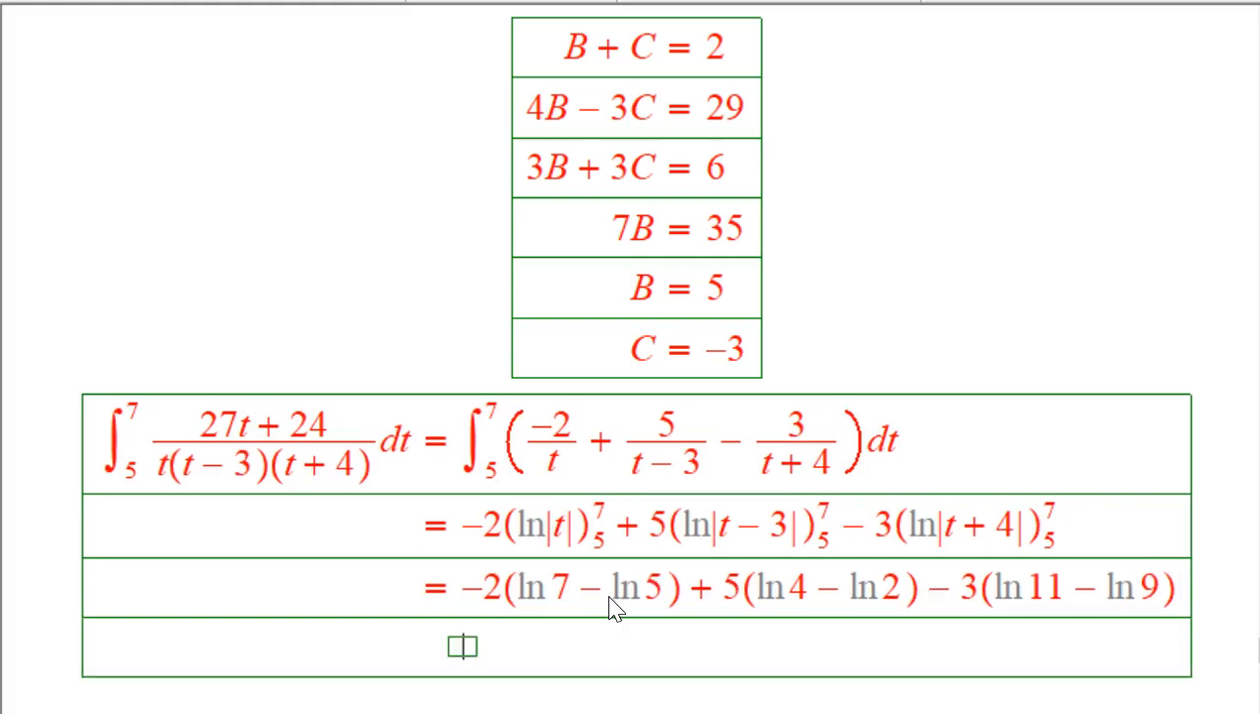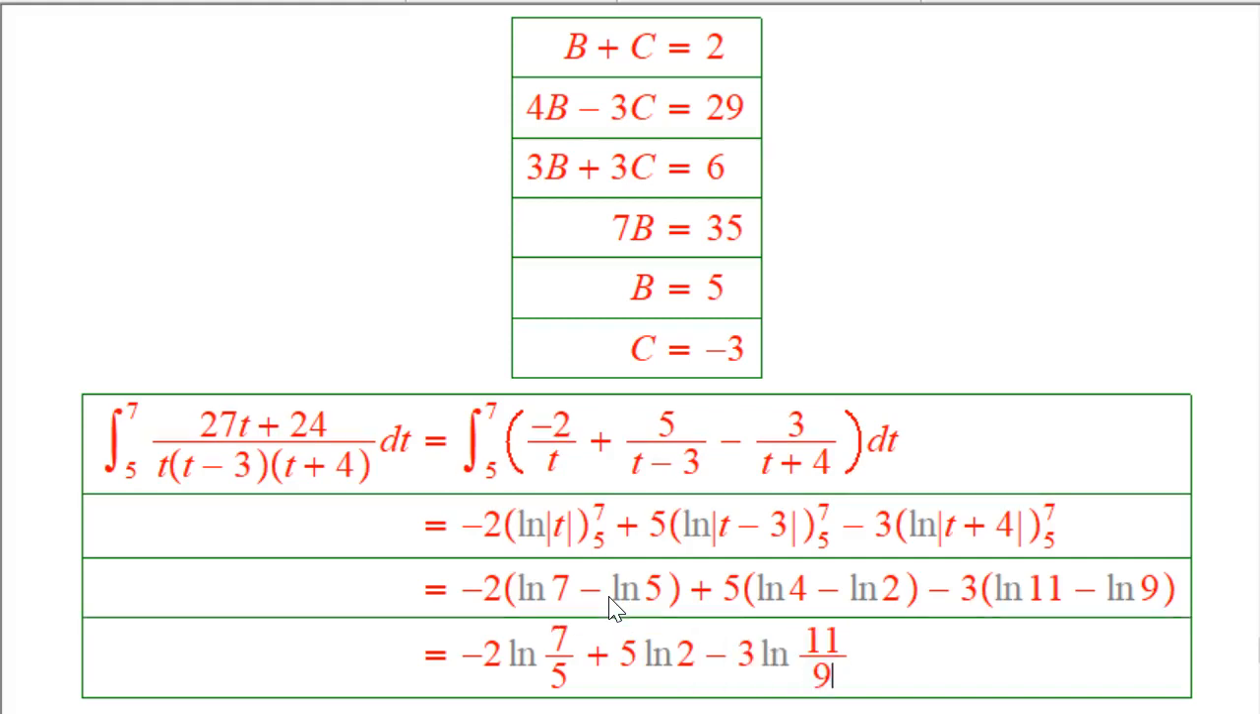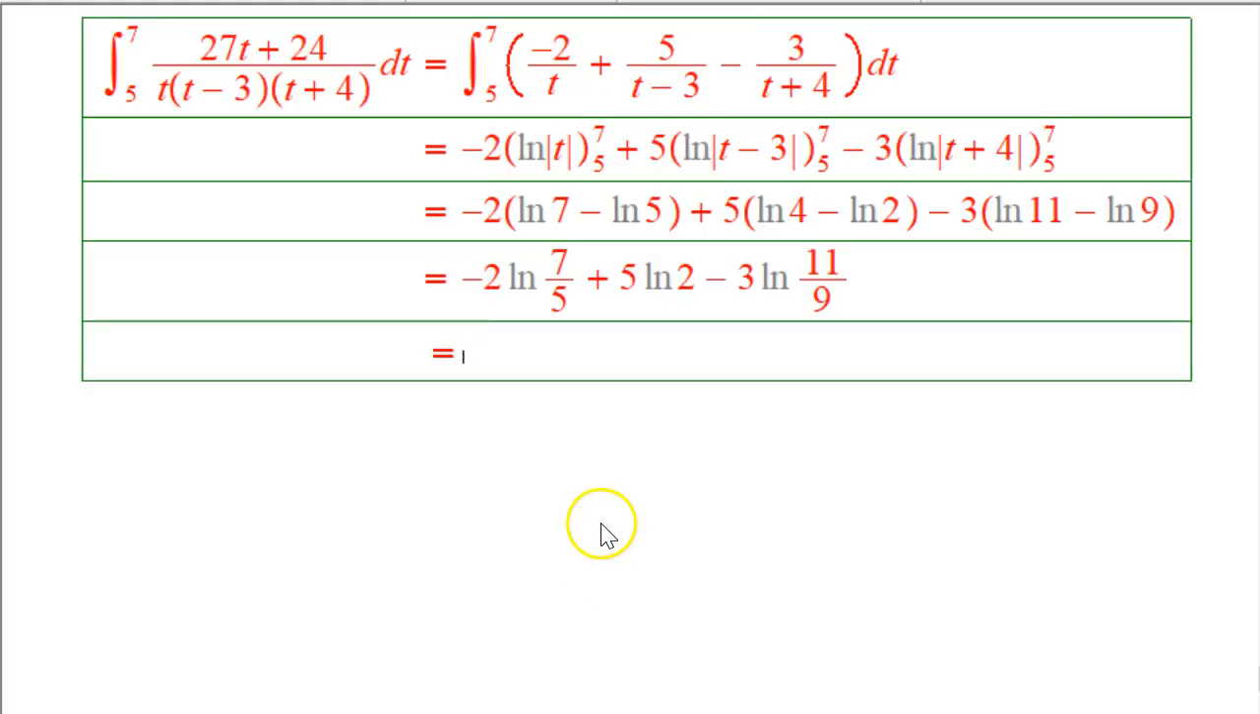Okay. Now, that's not a horrible answer, but we might want to use rules of logs. You often do. That's just one log. That's log of 7/5 plus 5 times log of 4 over 2, which is 2, and then minus 3 log 11/9. There are situations in which you'd want to actually combine these even more. Honestly, for a numerical answer, this is pretty good.